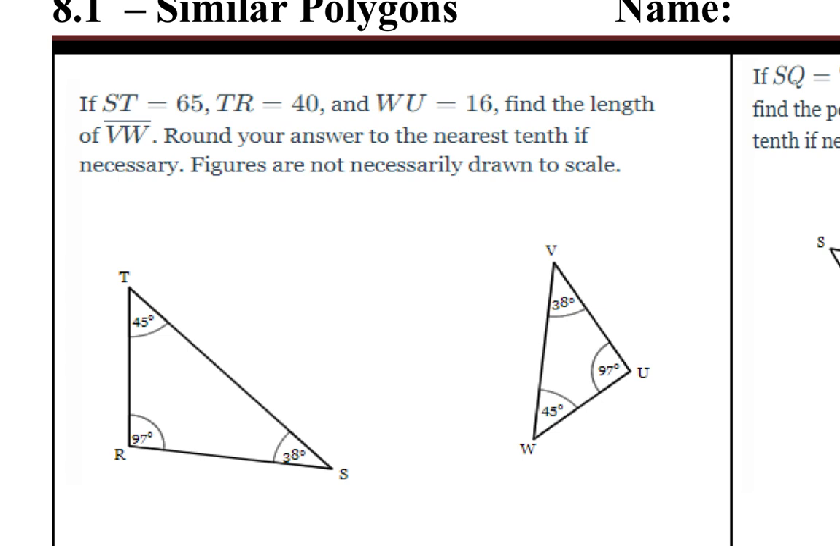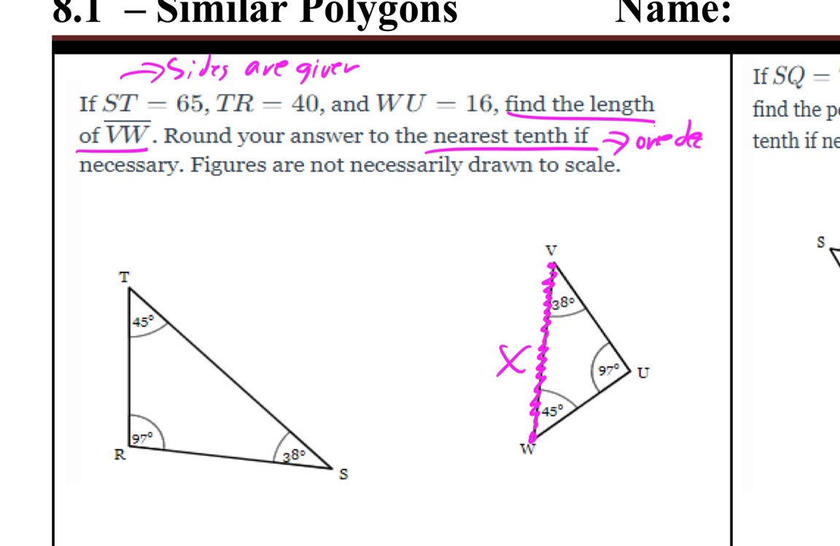Push yourself. Okay, so it says ST is 65, TR is 40, WU is 16. So all sides are given. Find the length of VW. So VW, let's trace that out from V to W. If that's what we're trying to find, then I'm going to just label it x. Now it says round your answer to the nearest tenth. We remember that the tenth means 1 decimal place. And it says that they're not necessarily drawn to scale.